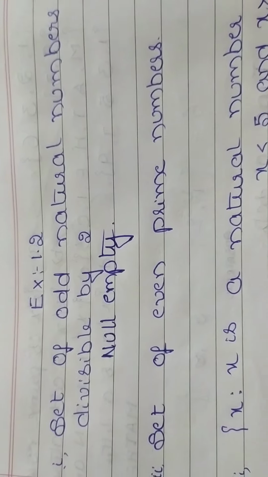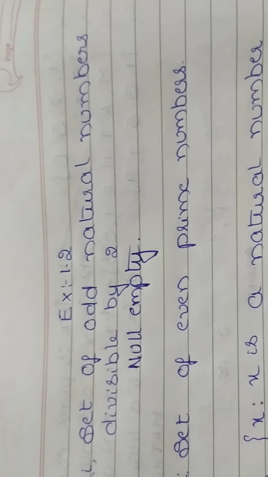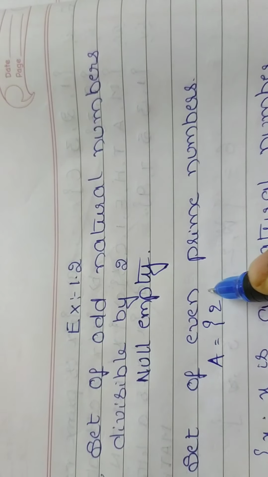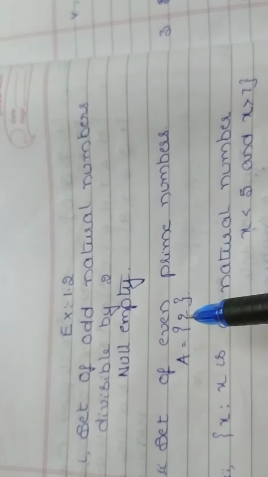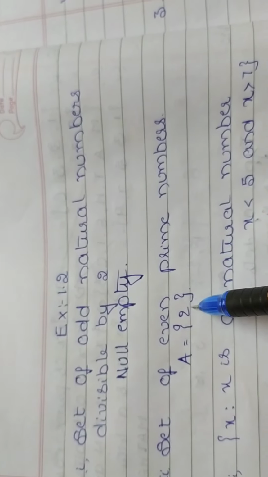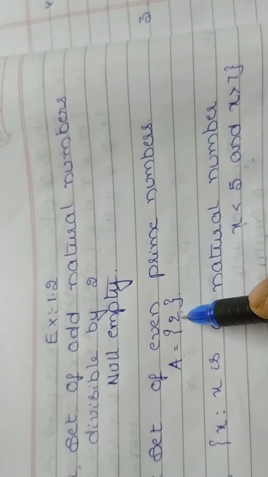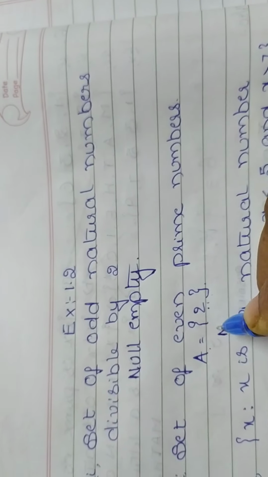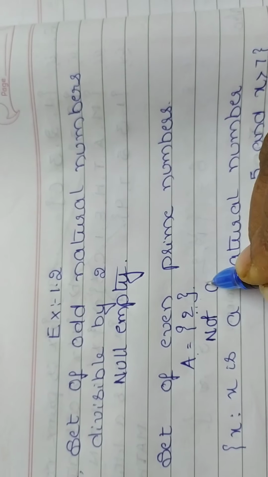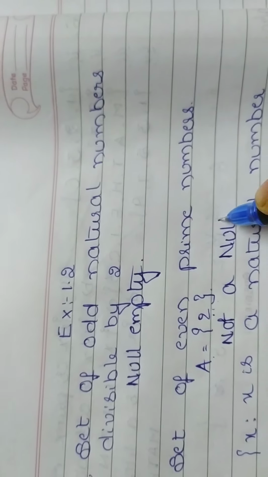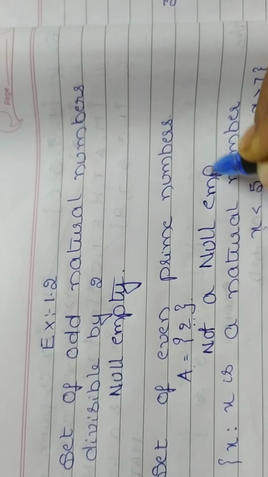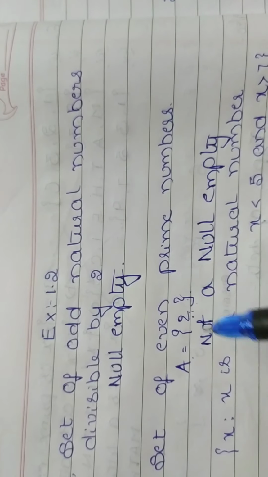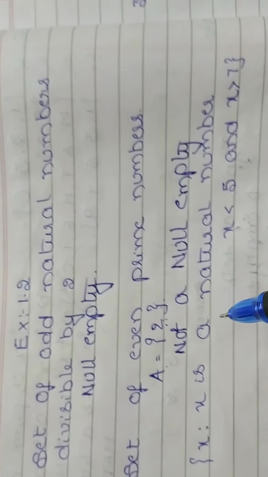Second one, the set of even prime numbers. Suppose I took A equals the set of even prime numbers. There is one and only one even prime number, that is 2. So the set contains an element. That means this is not a null set or an empty set or a void set. What type of set is this? Because it contains only one element, this is called a singleton set.